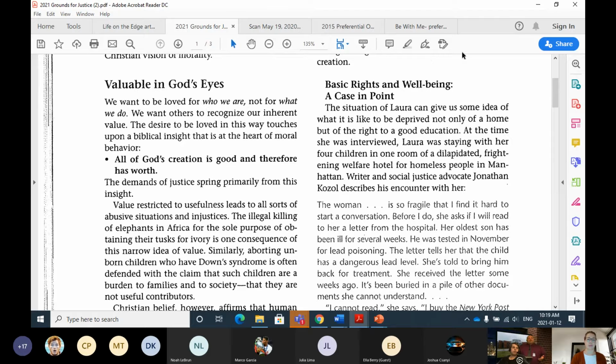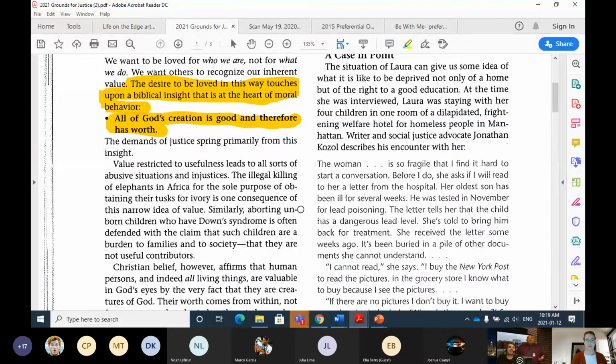All of God's creation is good and therefore has worth. Maybe I'll just do this. Let's see. Oh, look at that. It looks beautiful. So all of God's creation is good and therefore has worth. The demands of justice spring primarily from this insight.